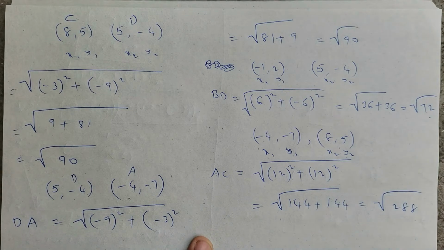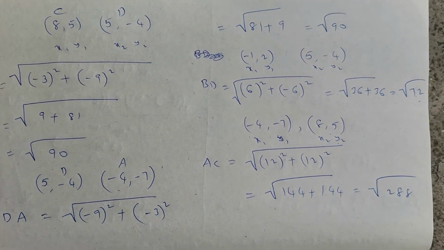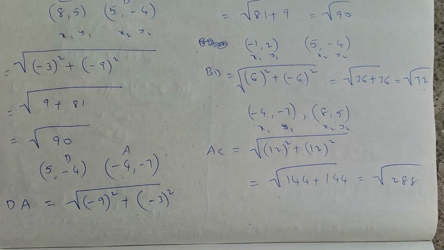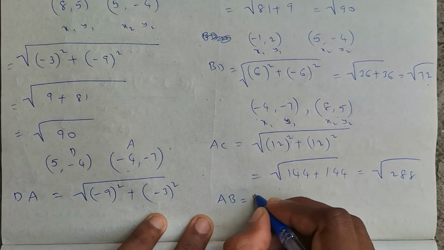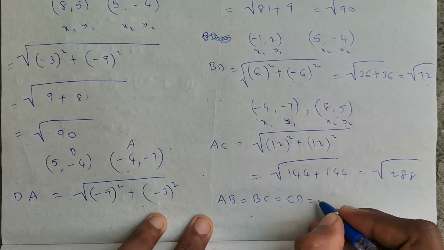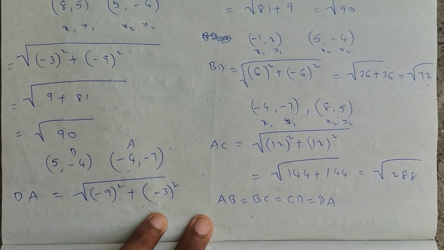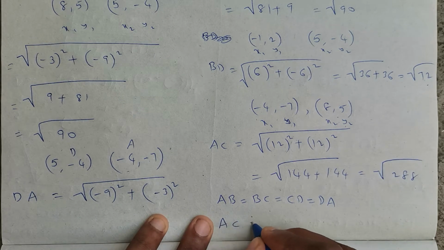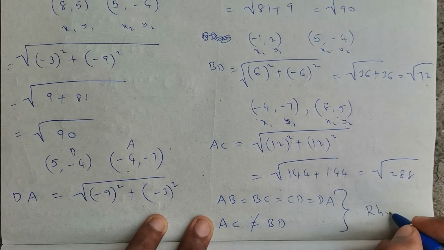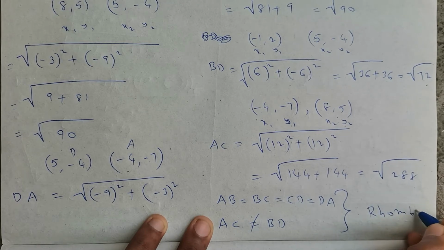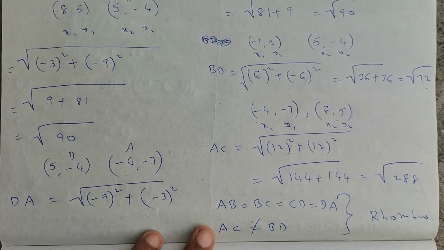If we observe here, one of the diagonals is root 72 and the second diagonal is under root 288. Both are different. So from all these four distances we can conclude that AB is equals to BC is equals to CD is equals to DA. All the four sides are equal, whereas the diagonals AC is not equals to BD. So we can confirm that the vertices are of a rhombus.